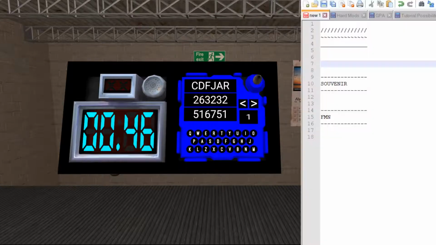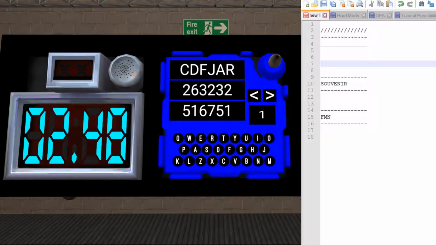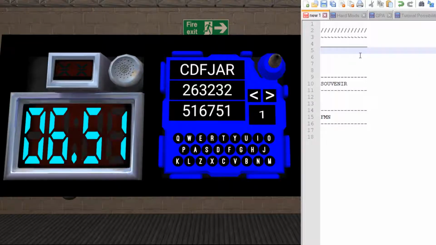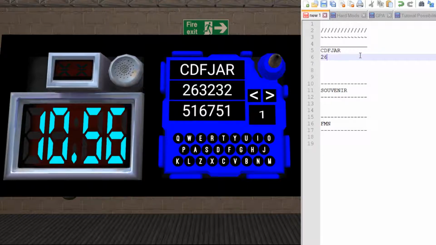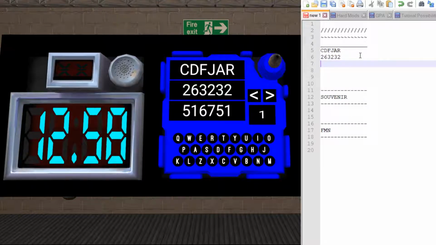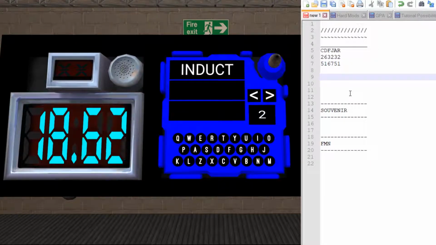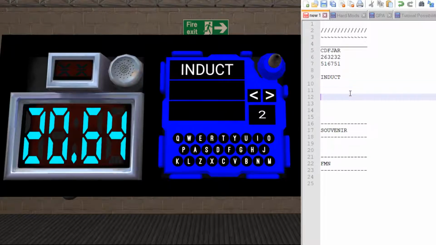Right. Again, this does not require edgework, I think. I honestly forget how to do it each time. GAR, 3232, 5167 51, and induct.